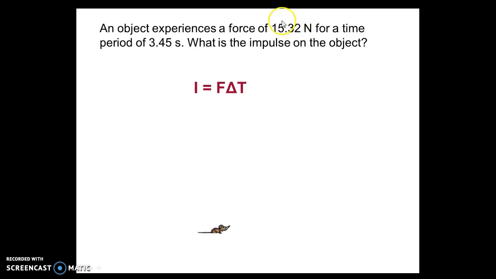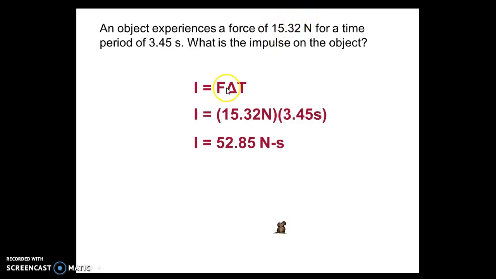Okay, hopefully you paused the video. Here we go. Please pay attention to our units here. 15 newtons is the force. 3.45 seconds is the time. Multiply to get 52.85 newton seconds. That's the impulse, right? That again will help you calculate.